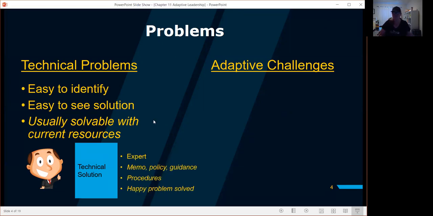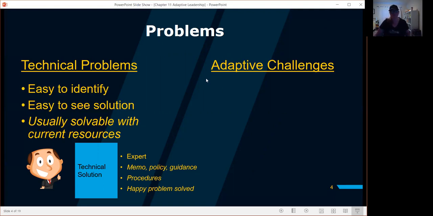So when we have technical problems like this, they get technical solutions. They might look like a memo or a policy guide or procedures. And then usually when people get a technical solution to their technical problem, they walk away satisfied and happy. Oh, my internet works. Oh, I know how to get on Zoom now. So it's usually a great resolution.